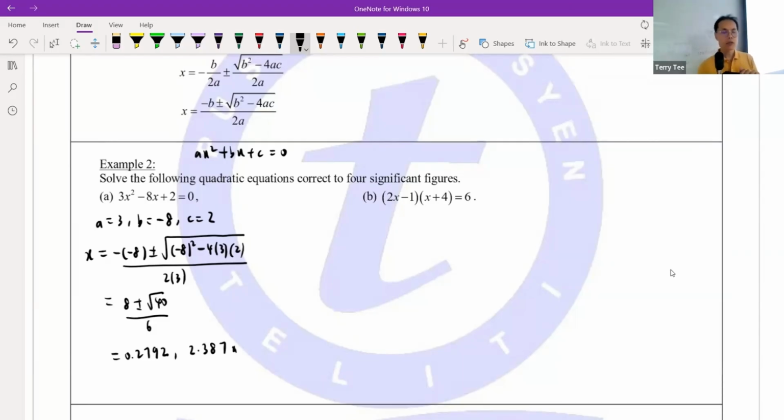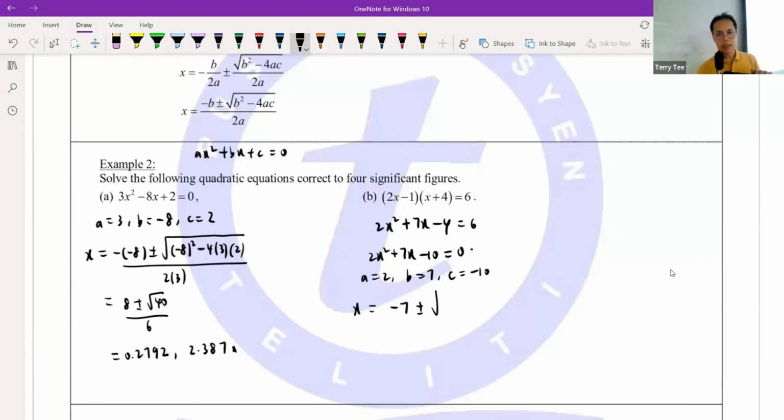For the second one, we have to expand the bracket first. When you expand this, you get 2x squared plus 7x minus 4 equals 6. Rearrange it. This should be a 10, right? Can we factorize this? Cannot, for sure you can't. So we need to use the quadratic formula. My A is 2, my B is 7, my C is -10.